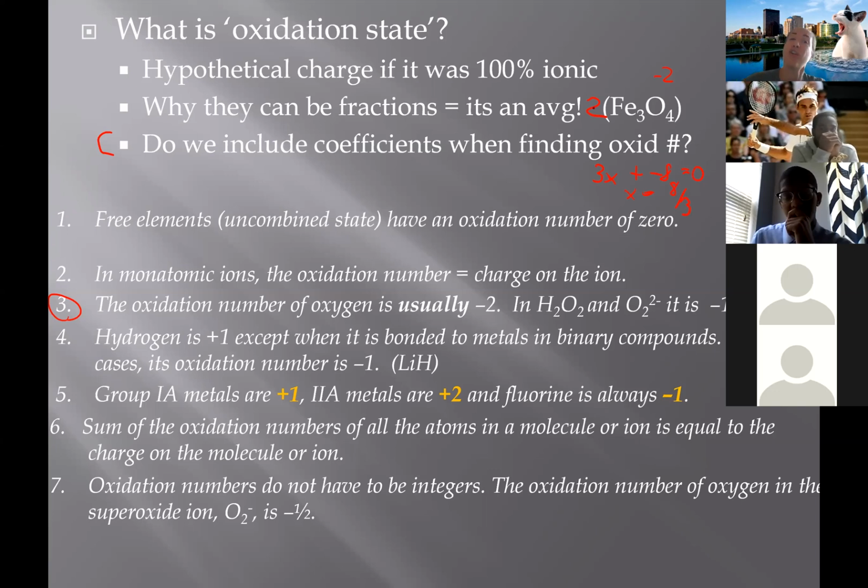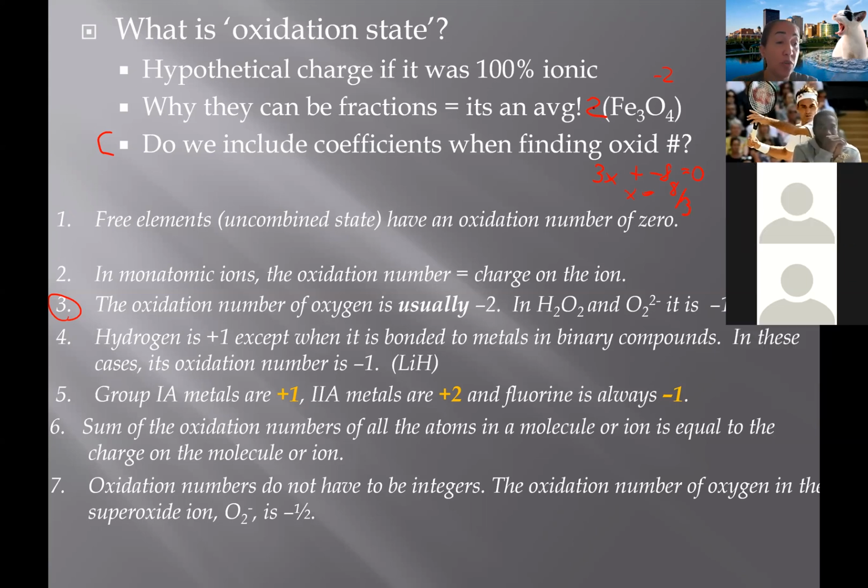You know how coefficients are pretty important when you do molarity and precipitation. But here it doesn't change anything, because what you're talking about is just that compound. Regardless if you have 100 of them or 1 of them, it's the same oxidation state. Does that make sense, everyone? Okay, so there's 7 rules. They're really easy, you'll see.